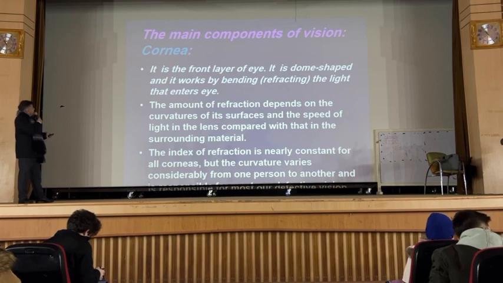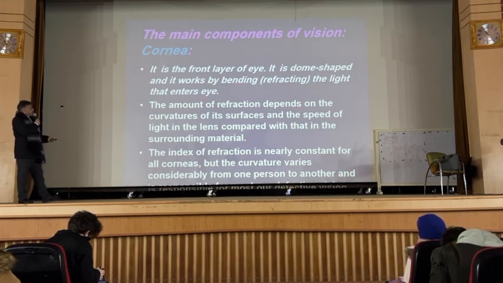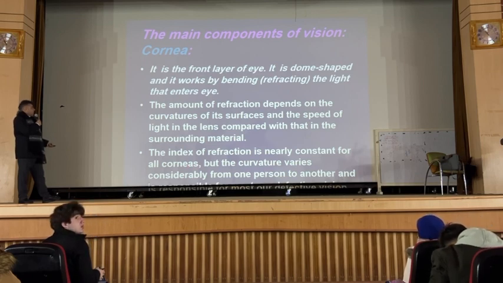The cornea is the front layer of the eye. It's dome shaped and it works by bending or refracting the light that enters the eye. The amount of refraction depends on the curvature of the surface and the speed of the light in the lens compared with that in the surrounding materials. The index of refraction is nearly constant for all corneas, but the curvature varies considerably from one person to another.